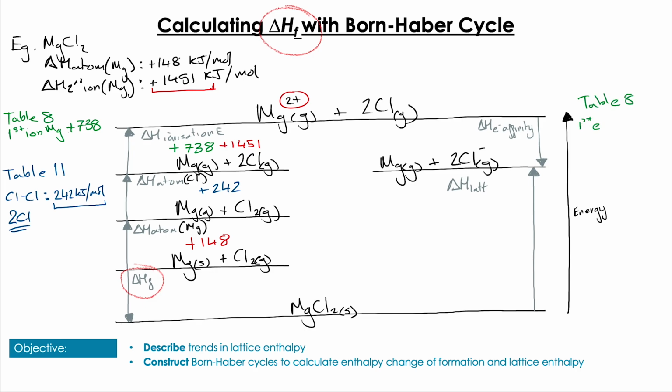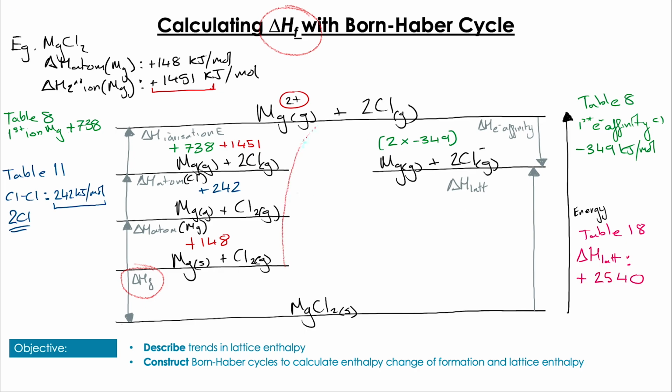Then lastly, we're going to need to ionize our chlorine too, and remember, it's 2Cl going to 2Cl minus, so we're going to use table 8 to get the first electron affinity of chlorine, but we're going to multiply that value by 2 as we've got 2 moles of Cl minus to be produced, which is minus 349 multiplied by 2. Now for the lattice enthalpy, we can go to table 18 and get the value for the lattice enthalpy of MgCl2, which is plus 2540.